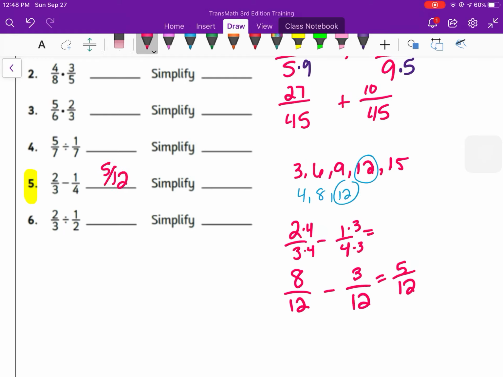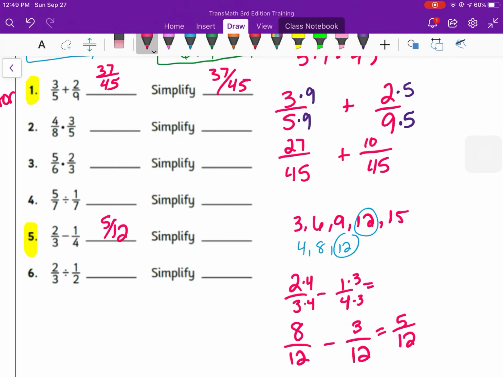Oops, 5/12. Again, we cannot simplify that because 5 is only divisible by 5 and 1, and 12 is not divisible by 5. So 5/12 is our simplified answer.